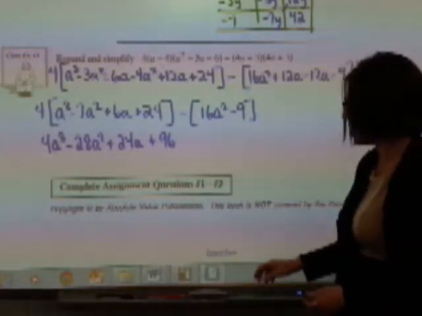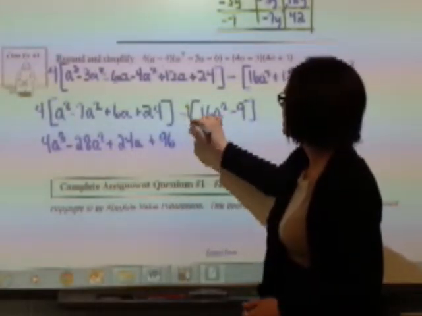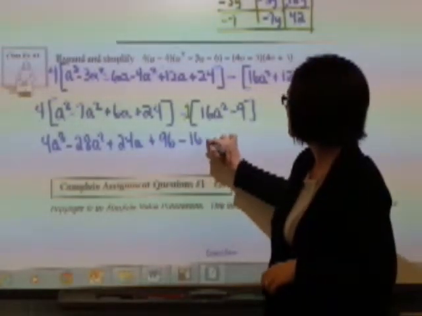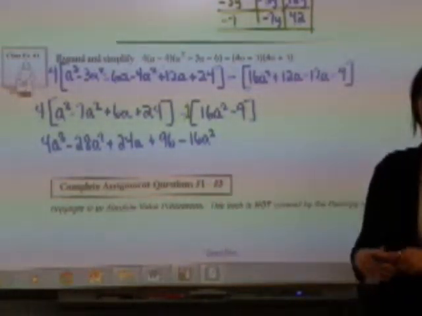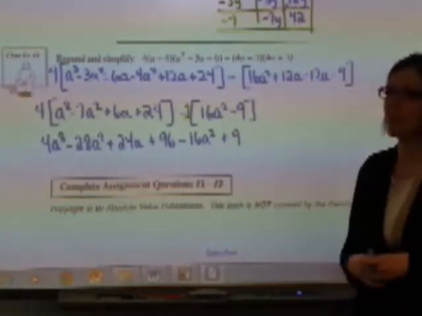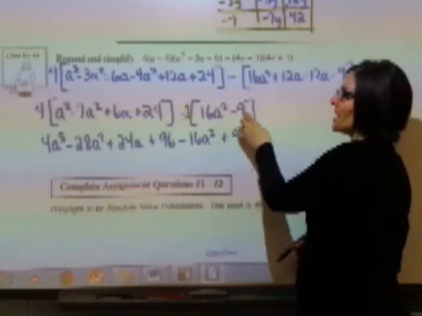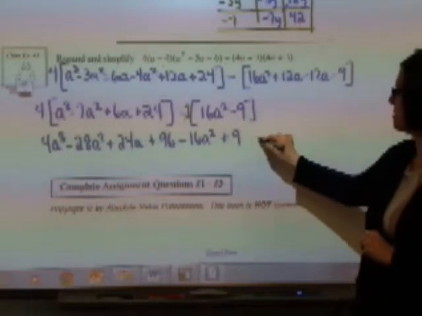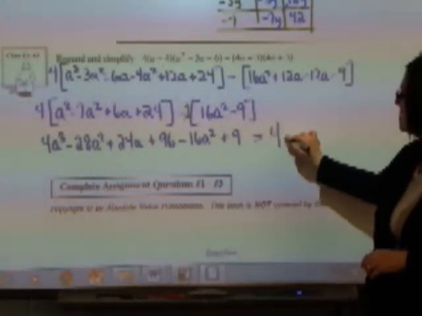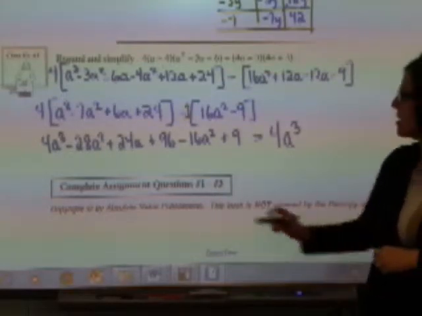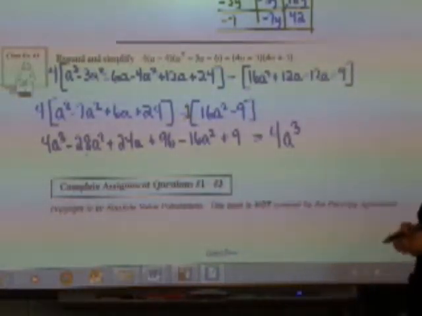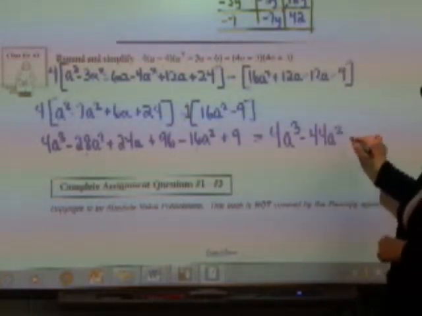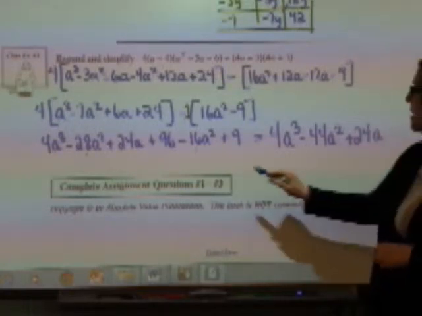And then with this one here, with this minus, think of it as a negative 1. Multiply negative 1, and I get negative 16a squared, multiply by negative 1, and I get a positive 9. Or it's the same as adding the opposite. I add a negative 16a squared and a positive 9. Collect my like terms again. I still have 4a cubed. Negative 28 and negative 16 gives me negative 44a squared, and then my 24a and 96 and 9.